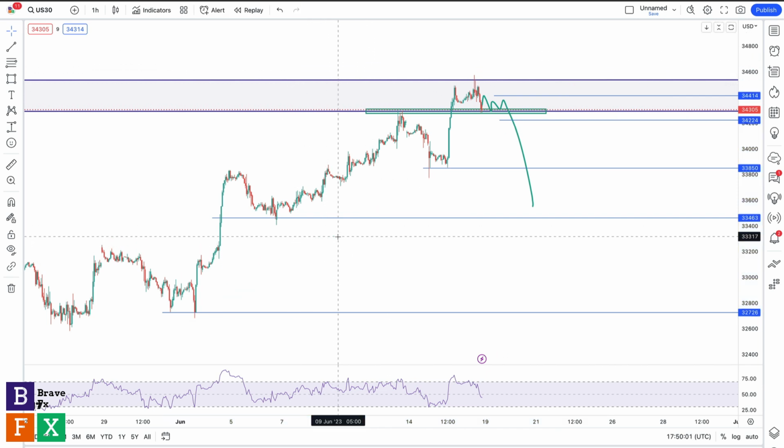I wouldn't be going long, right? Because we are currently trading at a significant area of value as a resistance level.